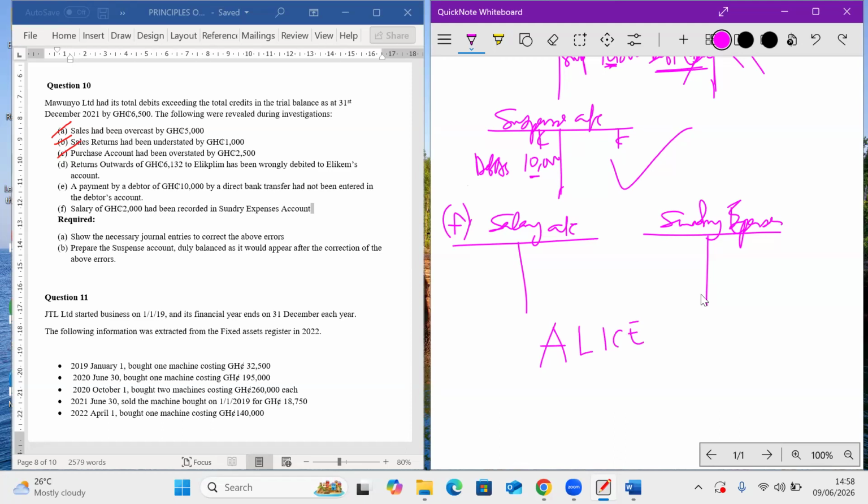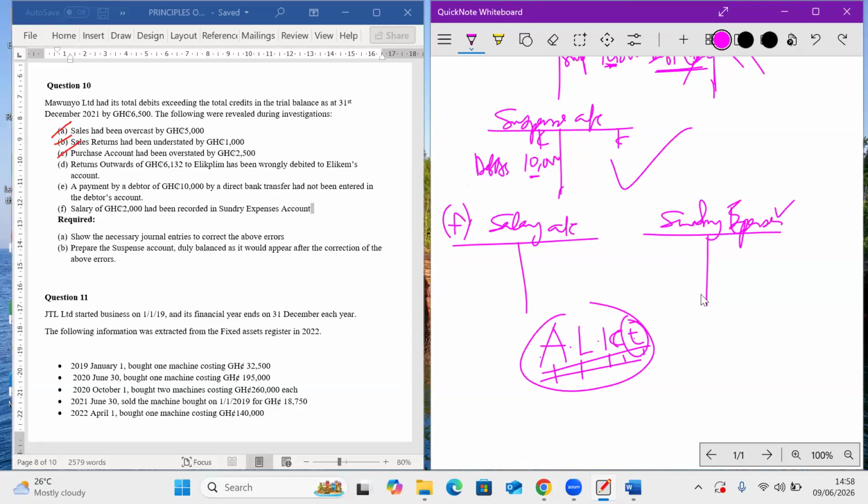All the transactions, all the accounts, the ledgers, are grouped and fall under one of the five: assets, liability, income, capital, expenses. So this is sundry expenses. Which of the five does it fall under? Expenses. Pay attention.